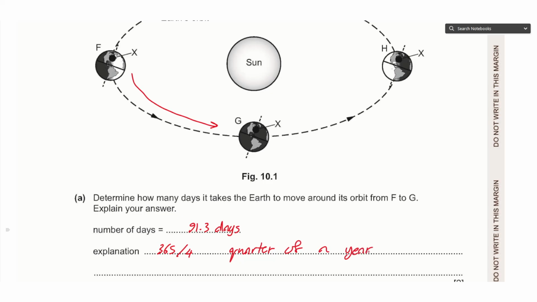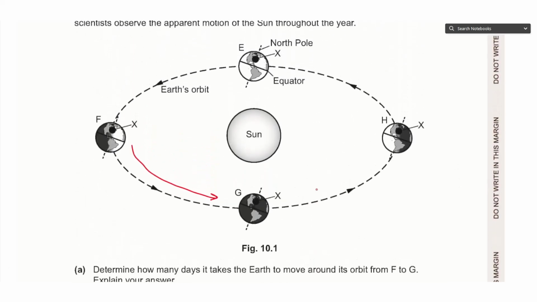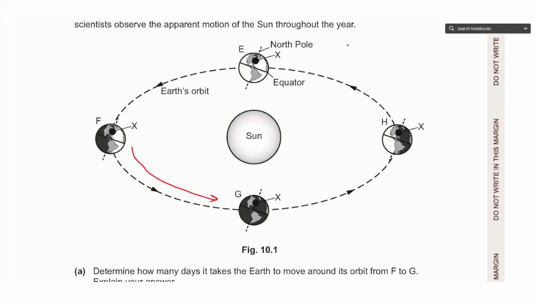Part B says figure 10.1 shows 4 positions E, F, G, and H of the Earth in its orbit around the Sun. Identify the position of the Earth when it is summer at X and winter at X. Now we have to notice the axis of the Earth, and X is in the upper hemisphere. So this is pointing toward the Sun now, and at H it's pointing away from the Sun. So this is summer and this is winter.